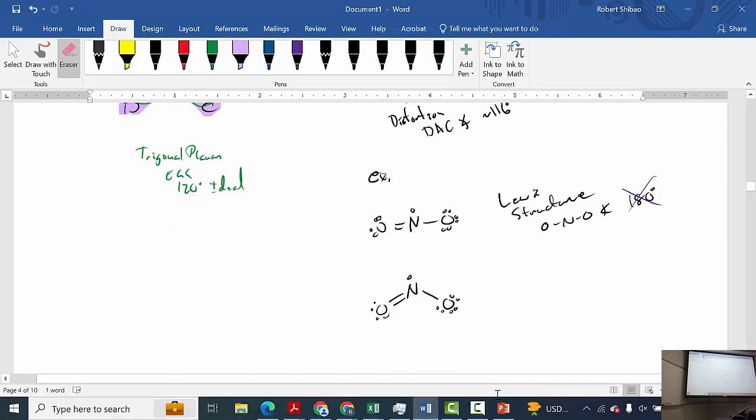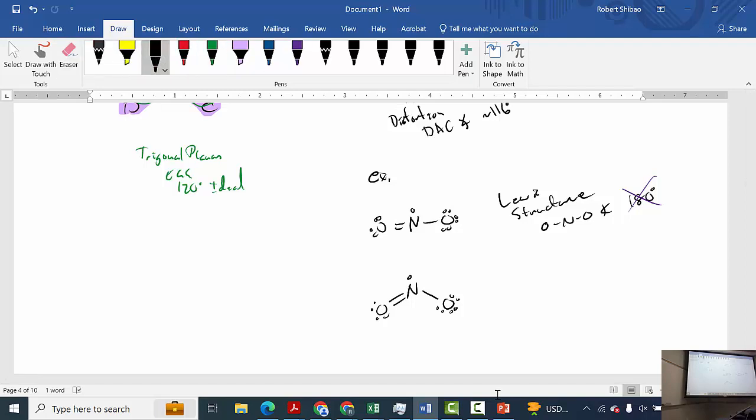Now, there's a resonance form for this. Do you know the formal charge? Let's count the formal charges. Actually, I screwed this up. You see how I screwed it up? I'm in the habit of writing lone pairs. So, what are the formal charges?